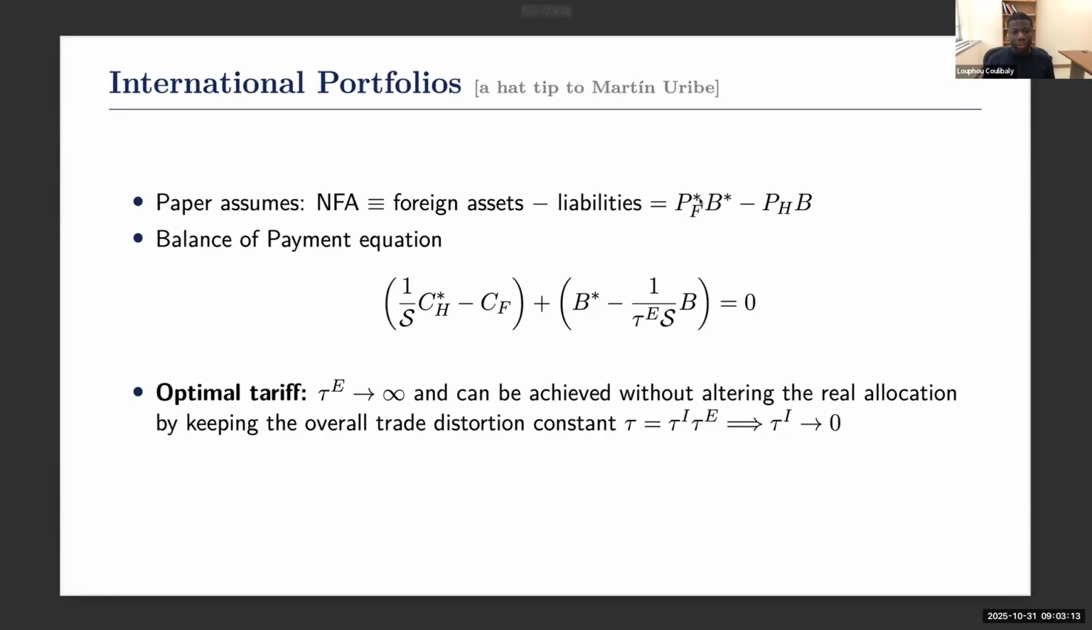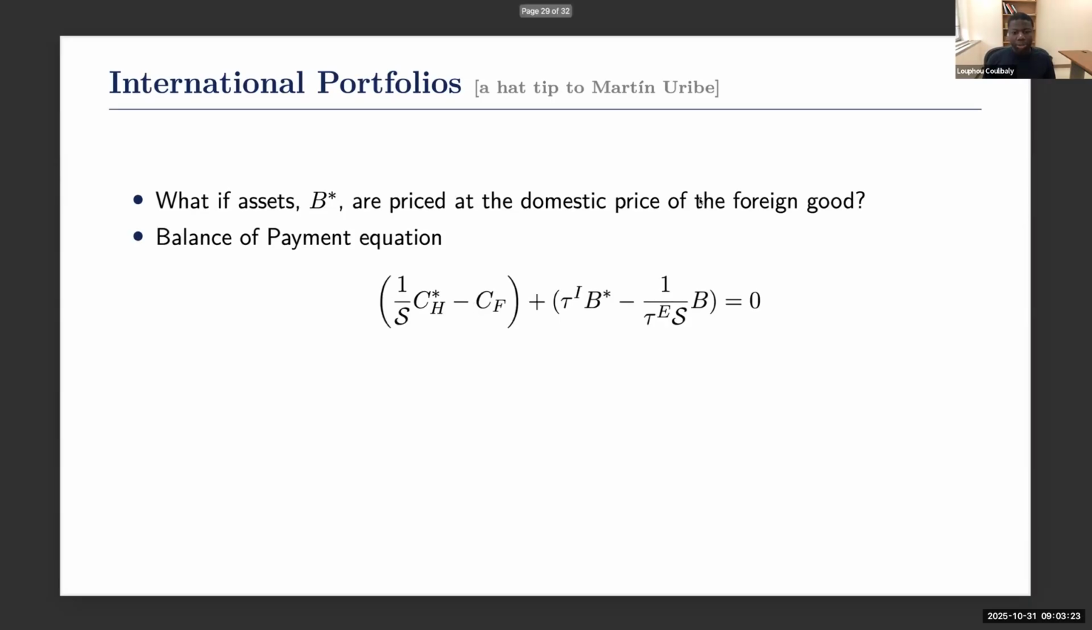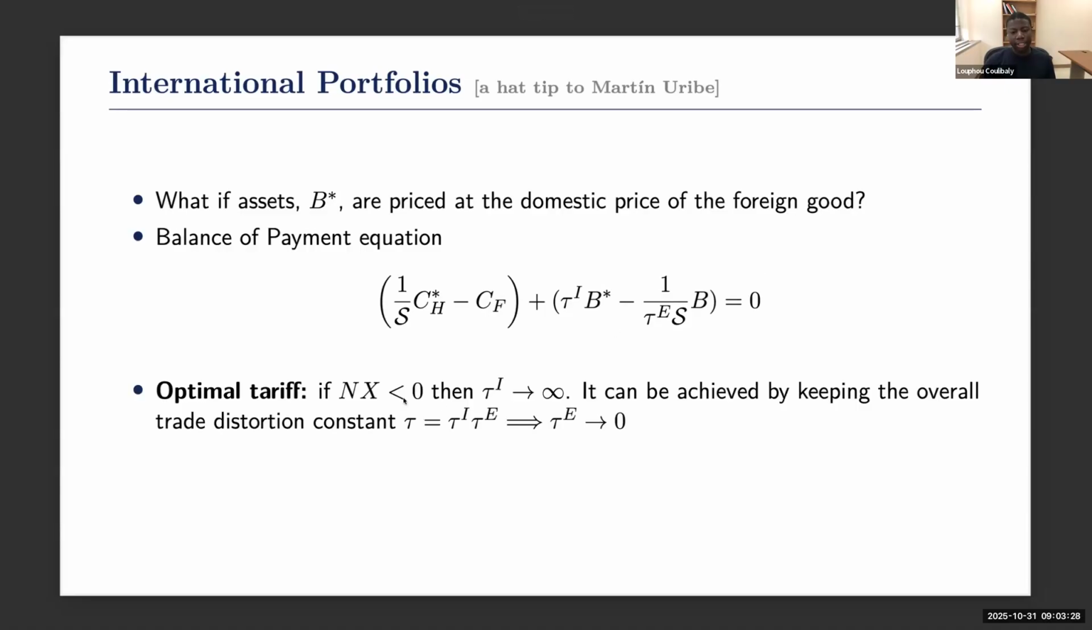And what you can see is that if you change this assumption and now assume that it is priced in domestic currency, like in US dollars, instead of priced in Canadian dollars when you buy this foreign asset, for example, then it's possible that if NX, which is this one, the net exports, is negative, you can achieve this by actually imposing an infinite tariff. So this was pointed out last week.